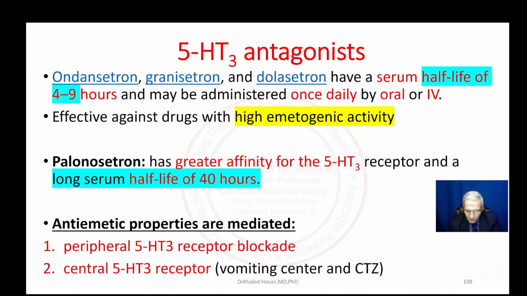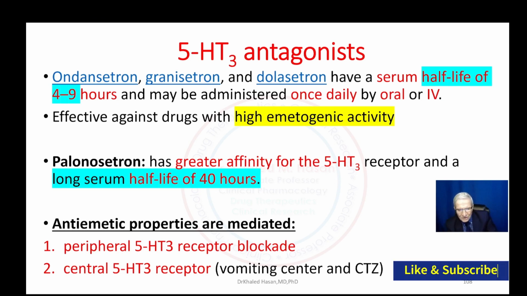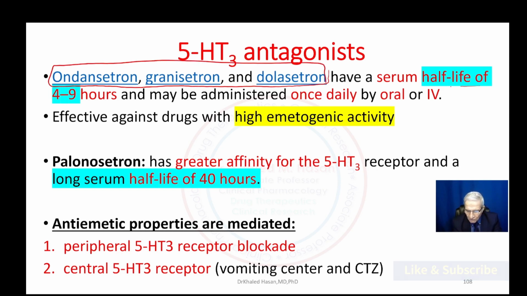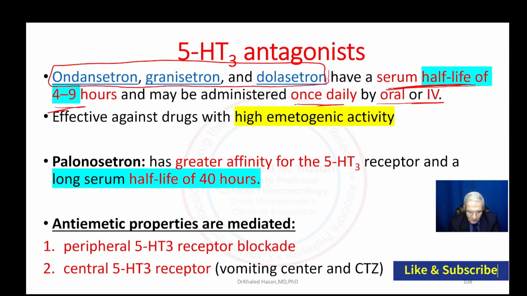Now we start talking about details of the serotonin receptor 3 antagonists. Please remember these three medications: ondansetron, granisetron, and dolasetron. They have a short serum half-life, 4 to 9 hours. It could be moderate, but we consider 4 to 9 hours. These medications are prescribed once daily, oral or IV. You can see we have some injectable forms.